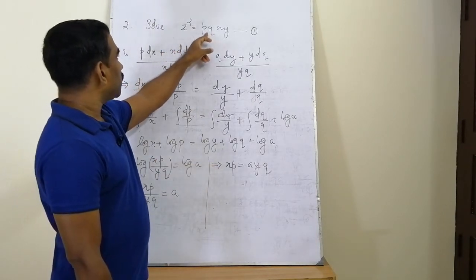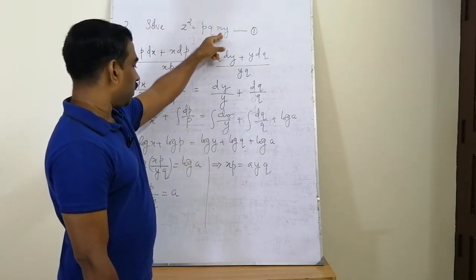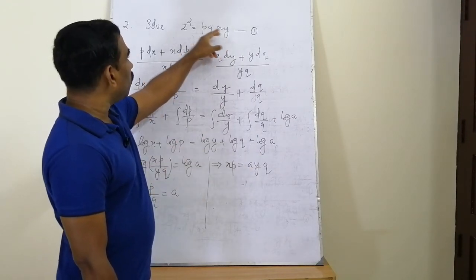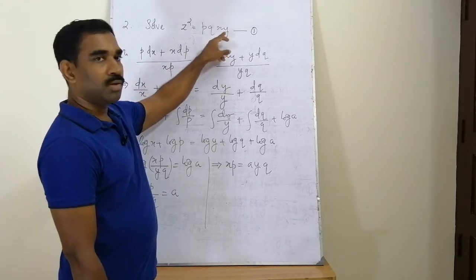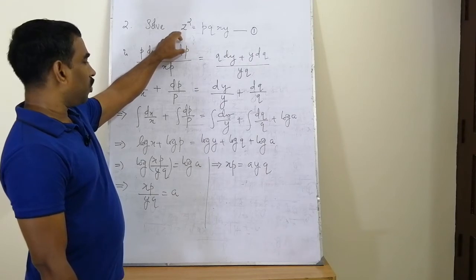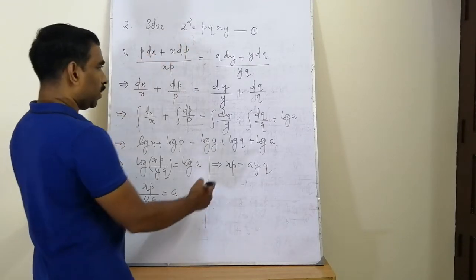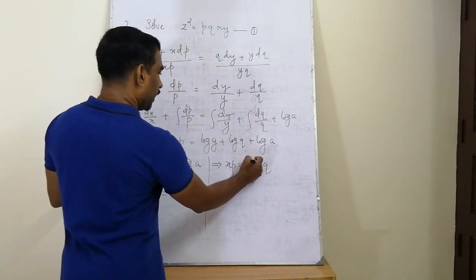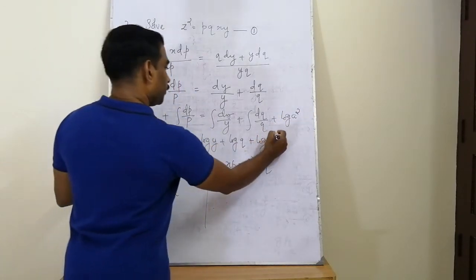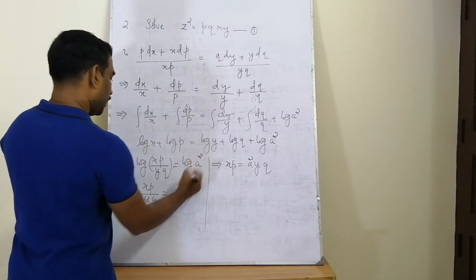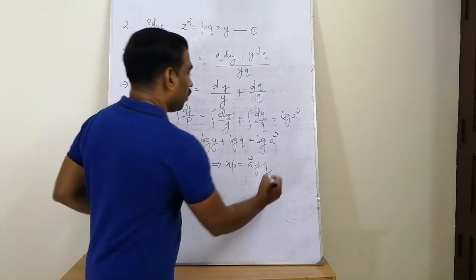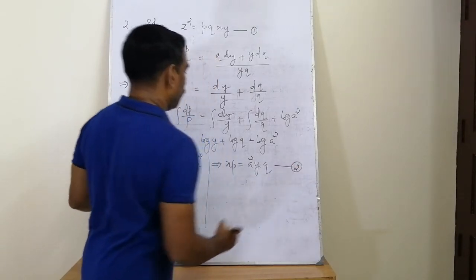Suppose we are substituting this xp. What is xp? Xp is equal to ayq, we get ayq into yq, so a into y square q square. So in order to convert all the terms in equation 1 into a perfect square, it is better to take this constant of integration as a square. So we are changing this a to a square. So xp is equal to a square yq, we call this equation number 2.